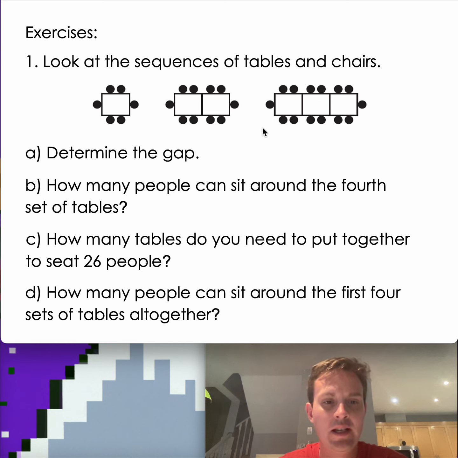How many people can sit around the 4th set of tables? 18. You're up to 18. How many tables do you need to put together to seat 26 people? You should be up to 6 tables. And then how many people can sit around the first 4 sets of tables altogether? That would be 6 plus 10 plus 14 plus 18, which is 48.